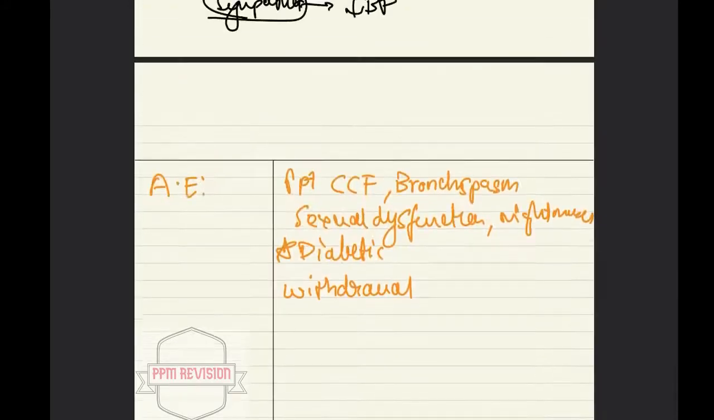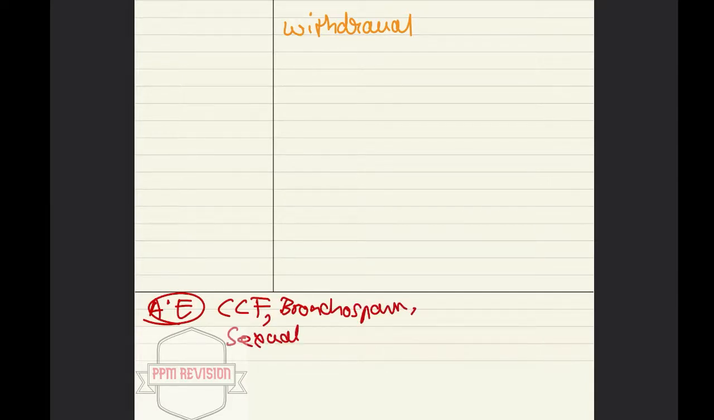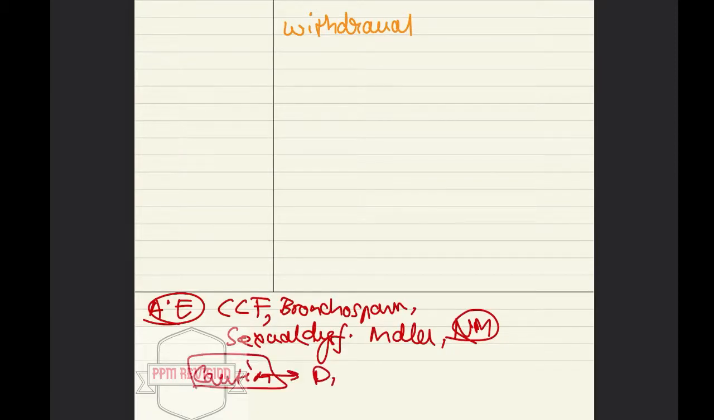What we have discussed in this page is about the adverse effects. These adverse effects can result in precipitation of CCF as well as bronchospasm, and are also known to cause sexual dysfunction in case of males, and it can also result in nightmares. It should be used with caution in case of diabetic patients, and can result in withdrawal symptoms as well.